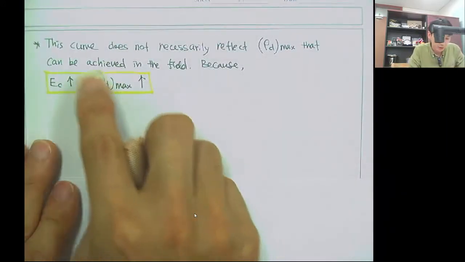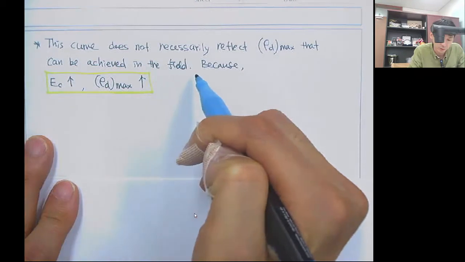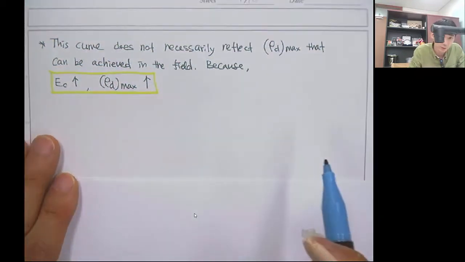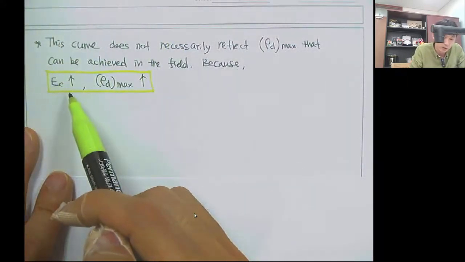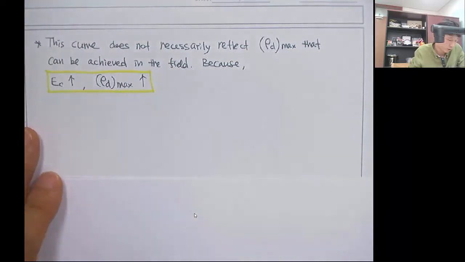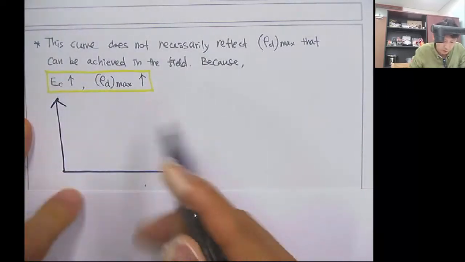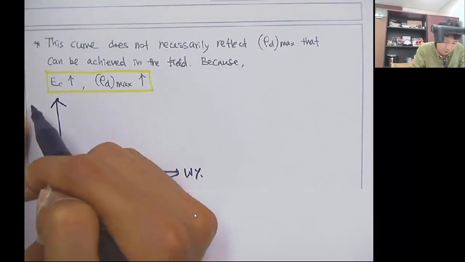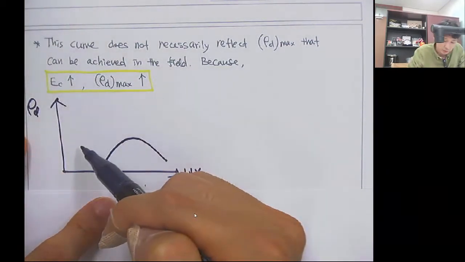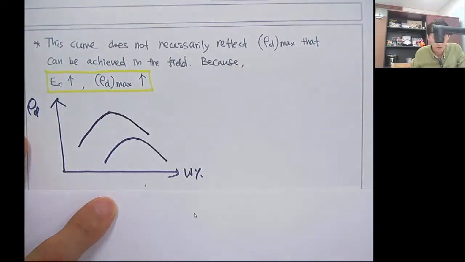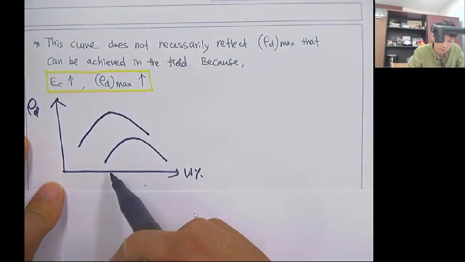But please be aware that this curve does not necessarily reflect the maximum dry density that can be achieved in the field, because depending on the compactive effort, you get different maximum dry density. As you use a higher compactive effort, your maximum dry density increases. So if the standard Proctor test curve is here, then the modified Proctor test will be placed here. So you have a higher maximum dry density and a lower optimum water content.